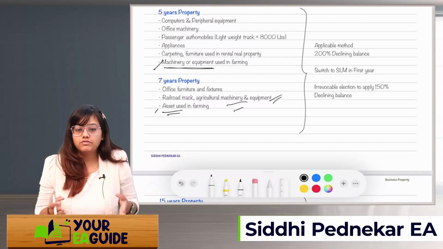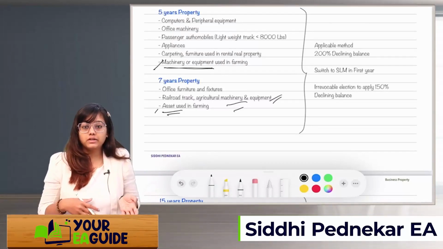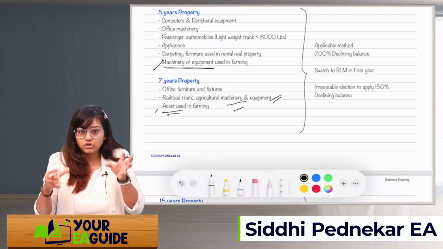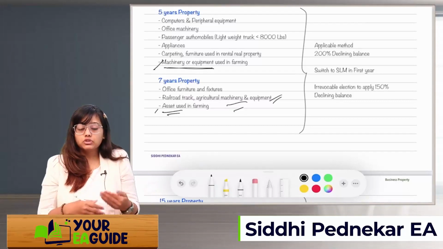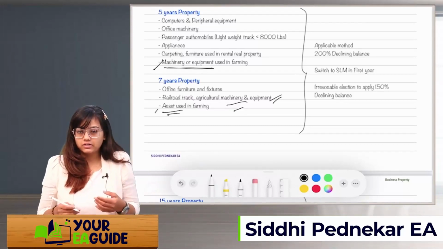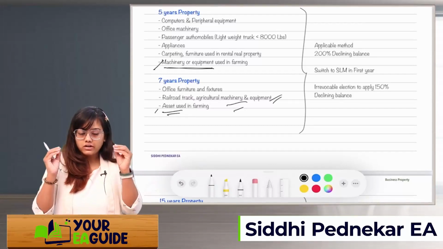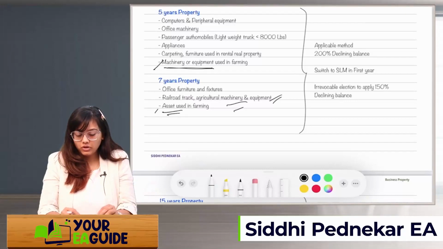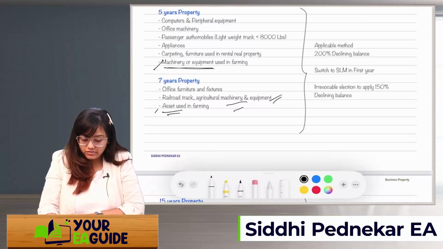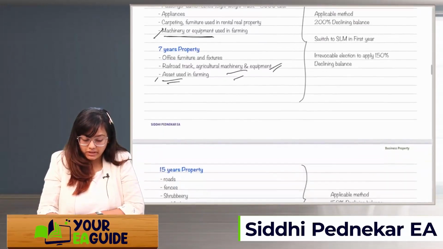If it's not used in farming, it's for any other ancillary activities, right? Not the core farming activities, used for ancillary activities, like grain sorting machines. So that is not directly related to farming. Okay, so those types of assets will be allocated as a 7-year property.